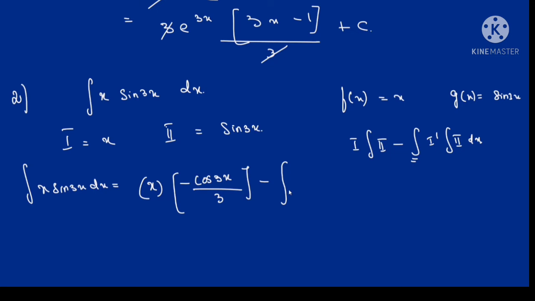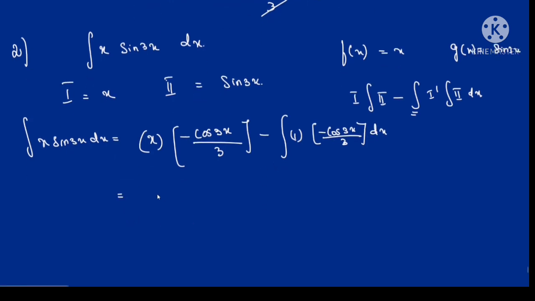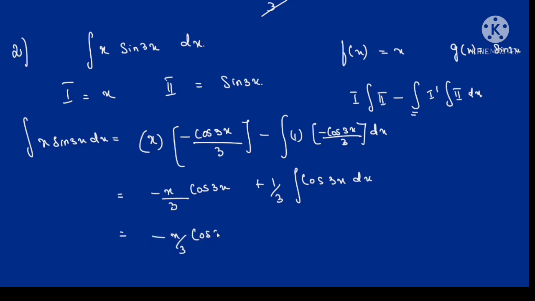Differentiate this. Differentiation of x is 1. Integration of, right? Same thing again. Minus cos 3x by 3 dx. So one more integration you have to do. So it is equal to minus x by 3 cos 3x, minus into minus plus 1 by 3 integration of cos 3x dx. Okay, minus into minus is plus. So that is equal to minus x by 3 cos 3x.